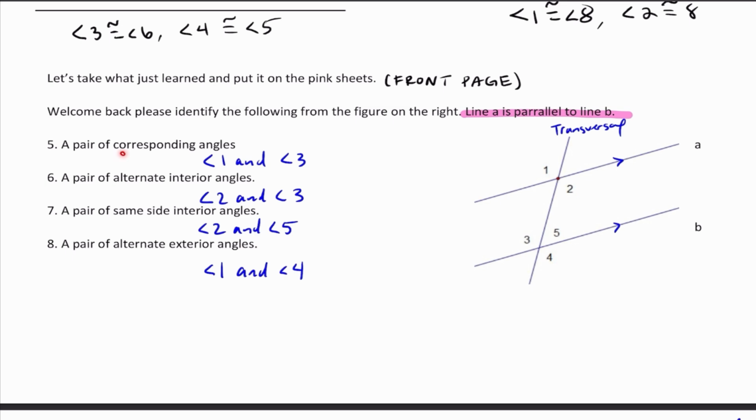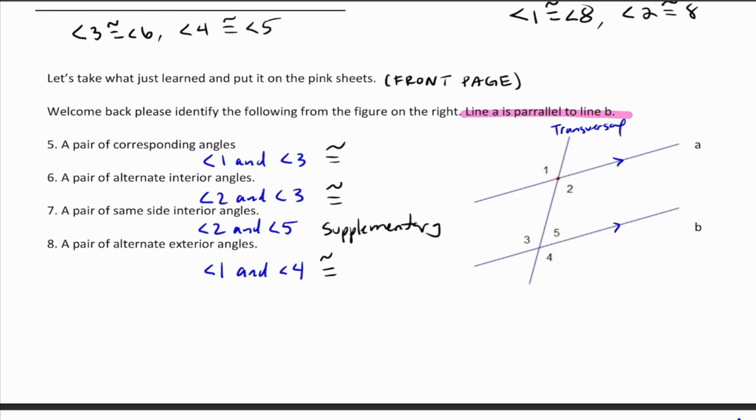Now, remember, corresponding angles are congruent. Alternate interior angles are congruent. Same side interior angles are supplementary. And alternate exterior angles are congruent. So let's take a look at what we have here. We can see that corresponding angles are congruent, alternate interior angles are congruent, alternate exterior angles are congruent, but same side interior angles are supplementary.